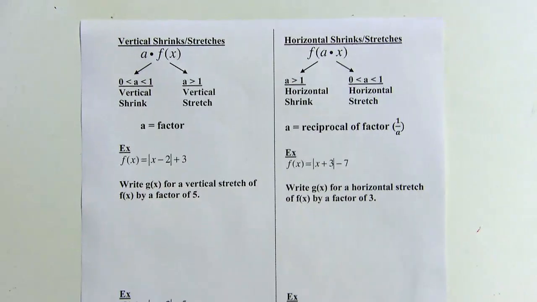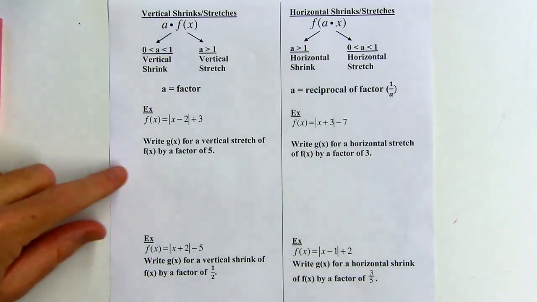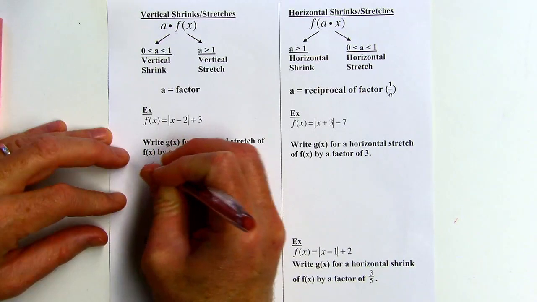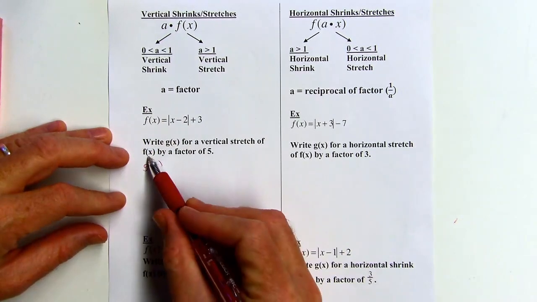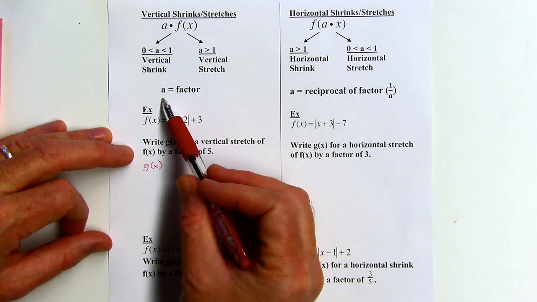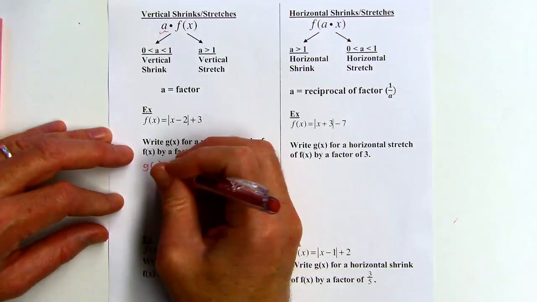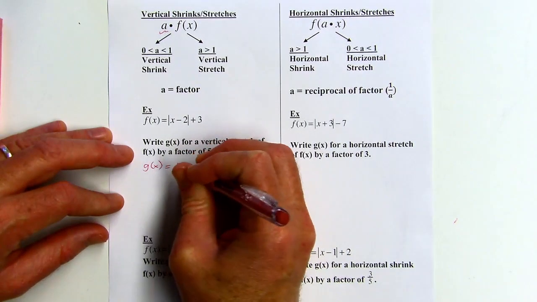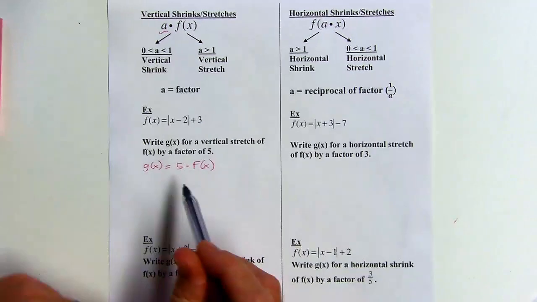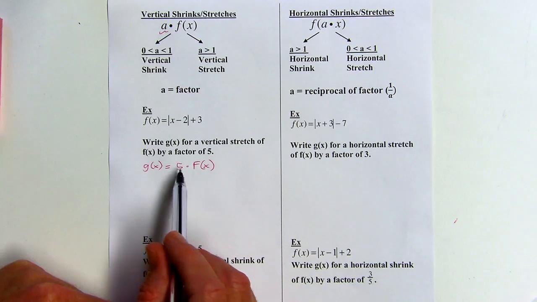So let's just start with the vertical changes. I'm going to write a function g. So I'm going to call my new function g of x. And it says it's going to be a vertical stretch of f of x by a factor of 5. So the factor is just the a value. So that means up here, this a value is going to be 5. So I'm going to take 5 times f of x. Okay. Now, this is going to be my new function g. I'm going to have to multiply f of x by 5.